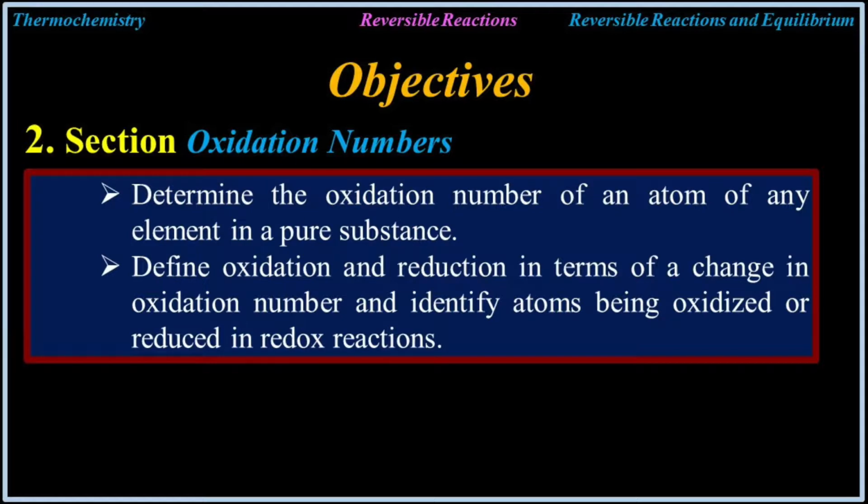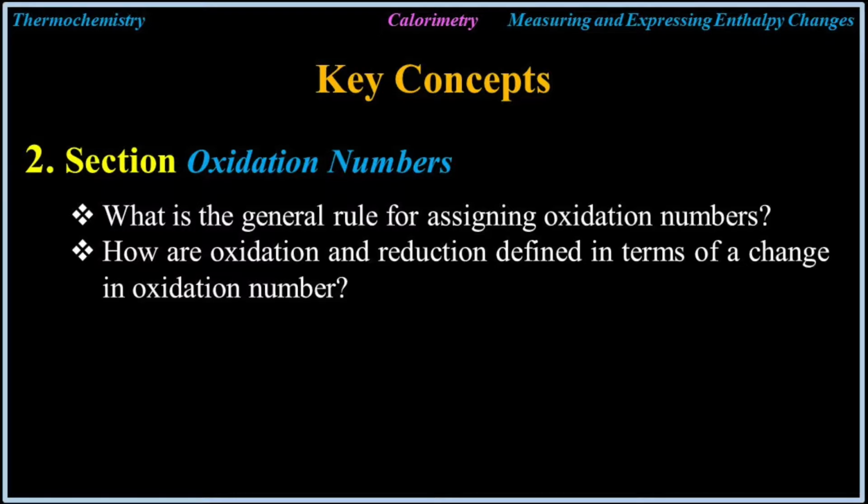Section 2, oxidation numbers. Determine the oxidation number of an atom of any element in a pure substance. Define oxidation and reduction in terms of a change in the oxidation number, and identify atoms being oxidized or reduced in redox reactions. Now let's look at the key concepts. What is the general rule for assigning oxidation numbers, and how are oxidation and reduction defined in terms of a change in oxidation number?